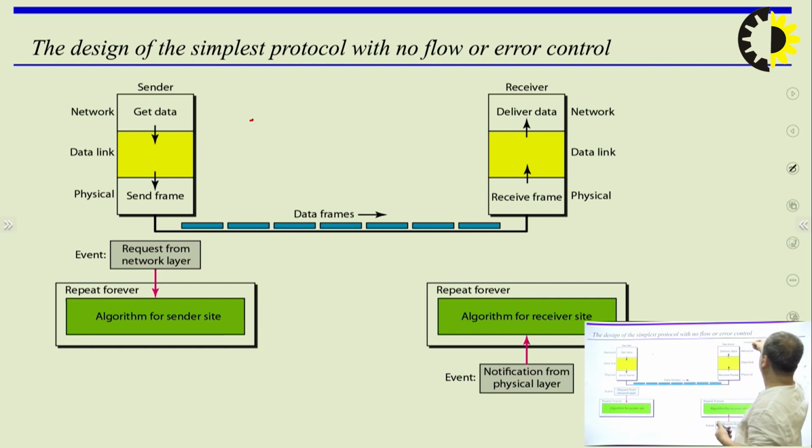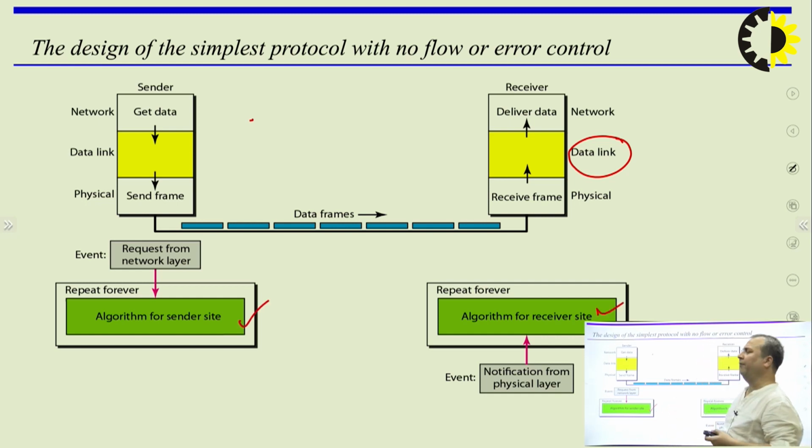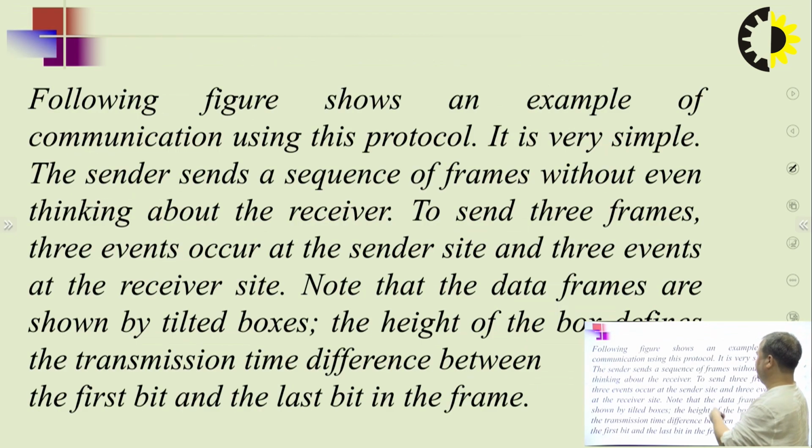Similarly, at the receiver, this frame is received by the data link layer, and this layer has the responsibility to control the flow of the data. So it is implemented in software. This program, the flow control technique, ensures that there is synchronization between the speeds. Okay, so we will see the following figure, which shows an example of communication using this protocol.